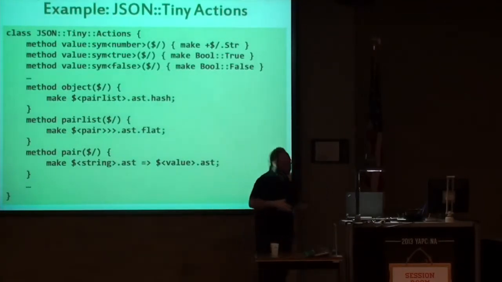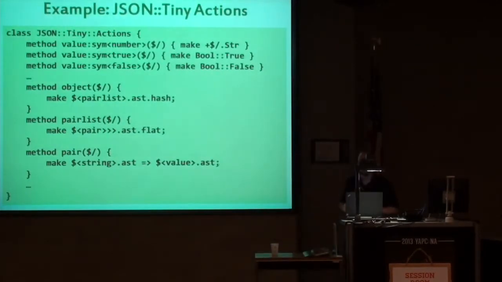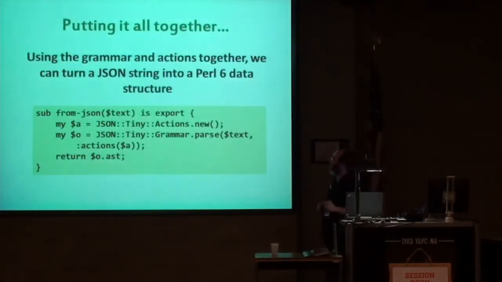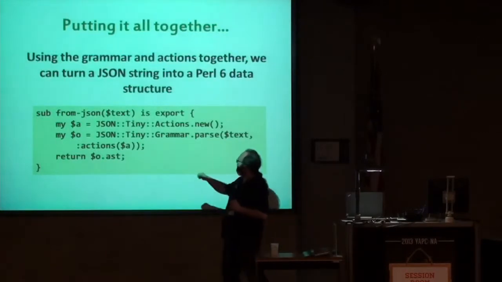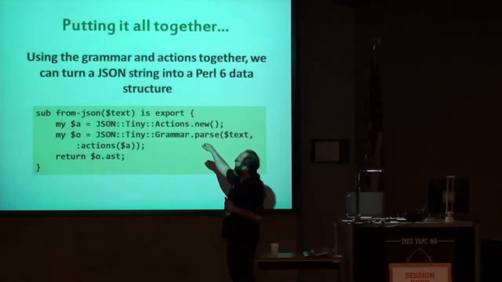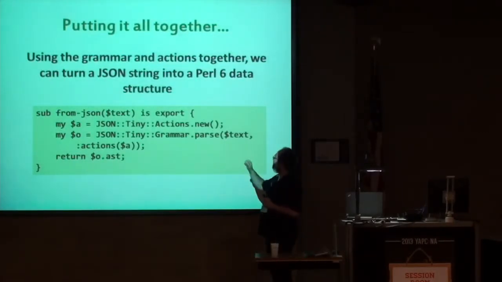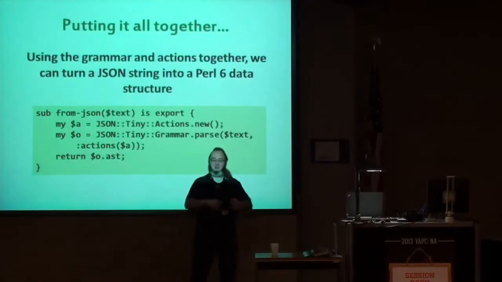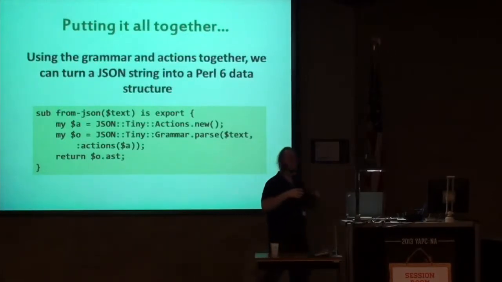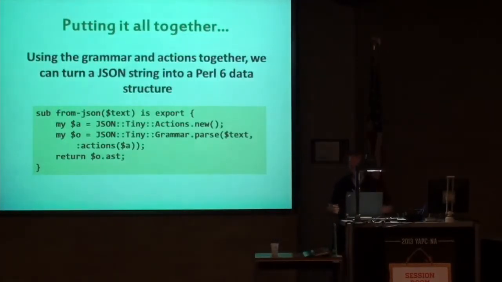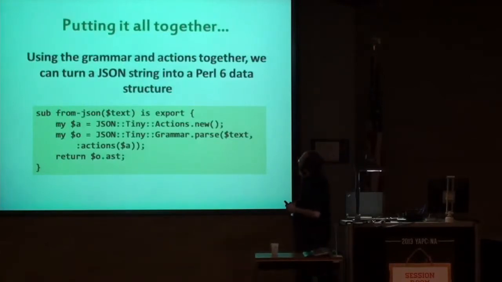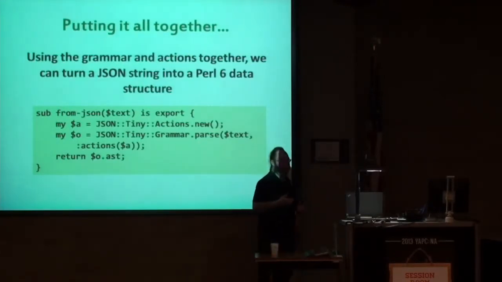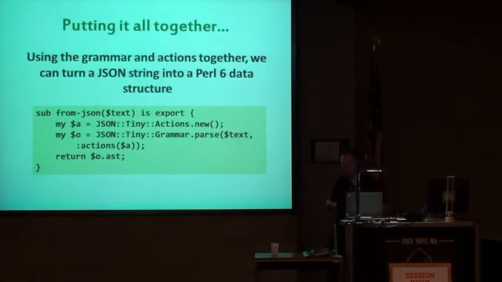Okay, so that's parsing. And you put it all together, and what you can do is write something like from-JSON, which makes the actions, it makes the grammar, it passes in the JSON string, it sets the actions, and what comes back is some Perl 6 object which represents that bit of JSON, so we've deserialized it. Okay, so we've been able to do this for some years.